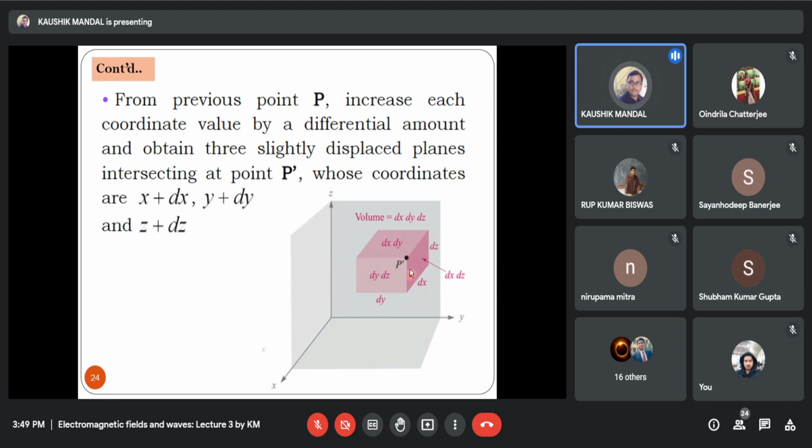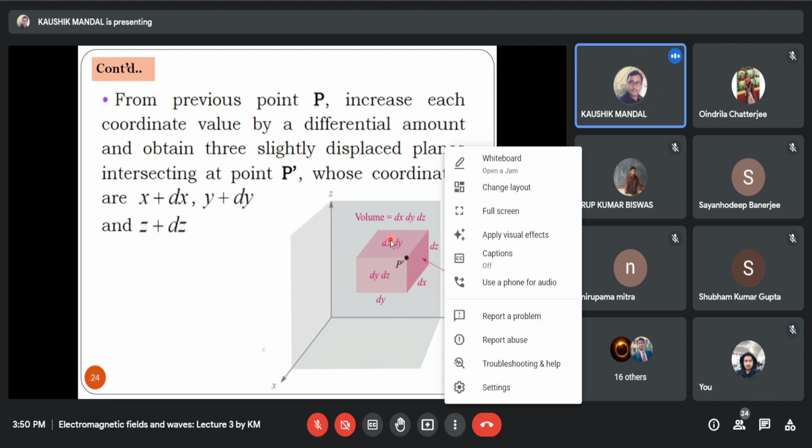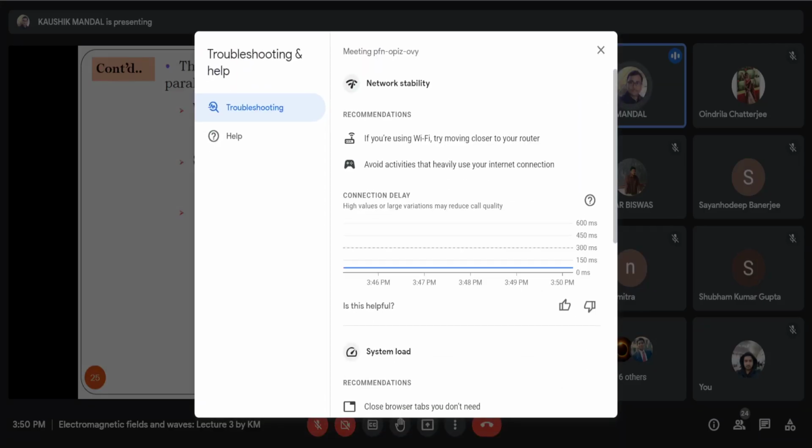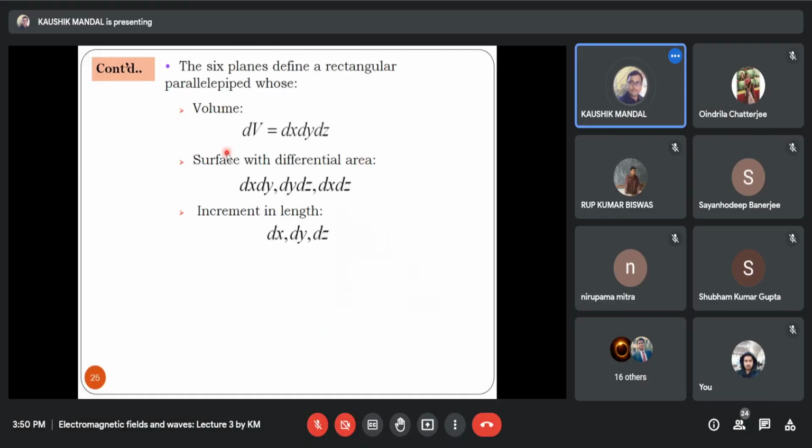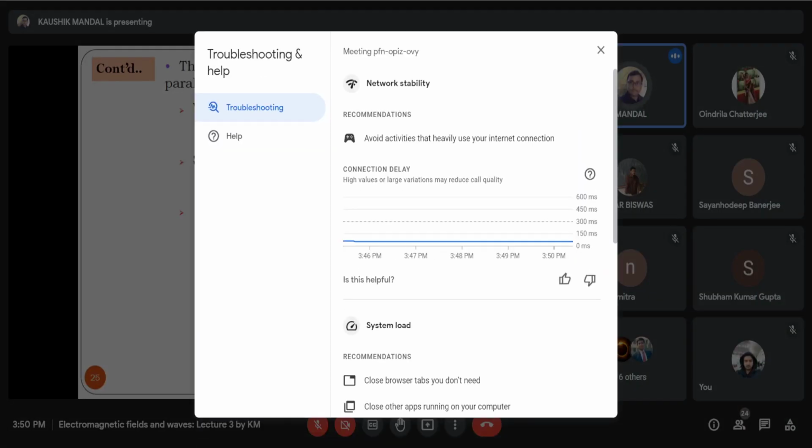What about this particular plane? This is basically the xz plane. See it carefully. So the incremental area will be dx into dz. What about this particular plane? It is the xy plane. So its surface area will be dx into dy. That is mentioned at this point. There are 6 planes. The total volume will be dx dy dz. The three differential surface areas are dx dy, dy dz, and dx dz.